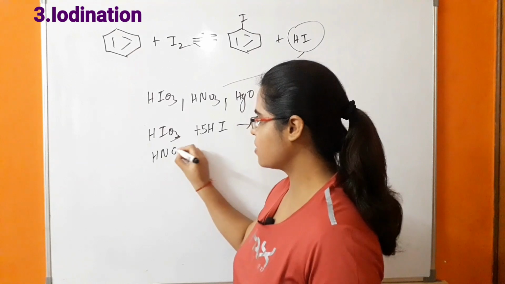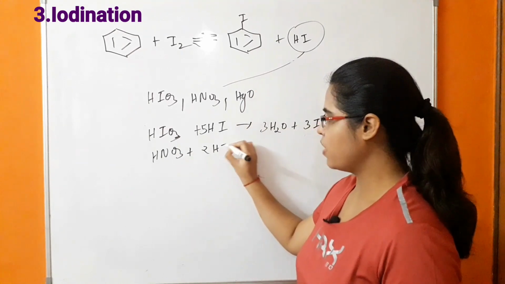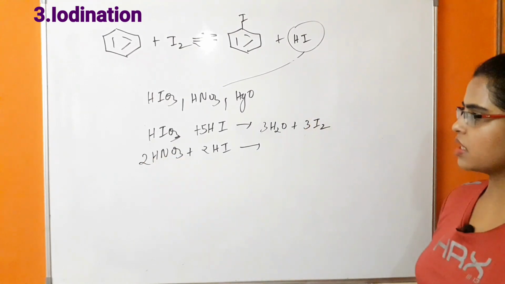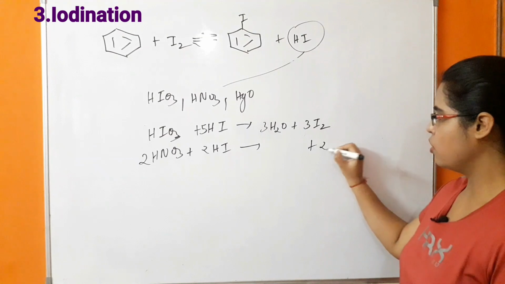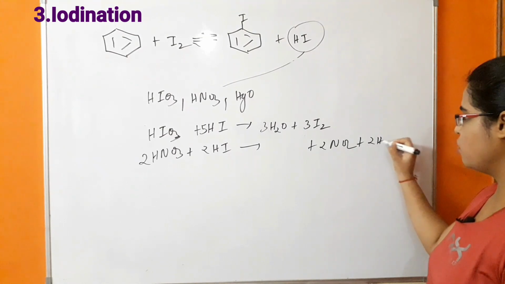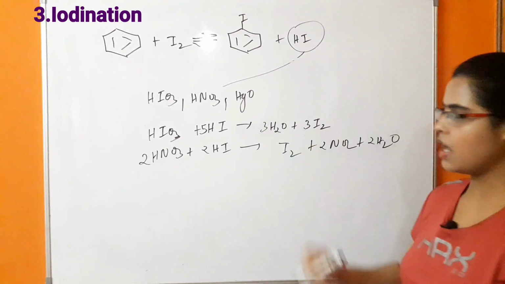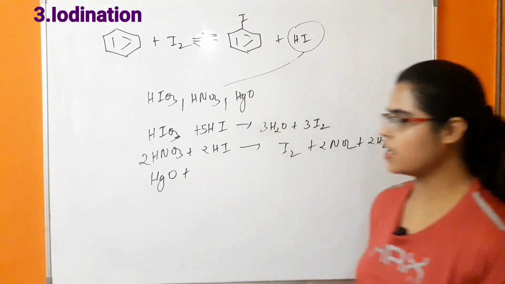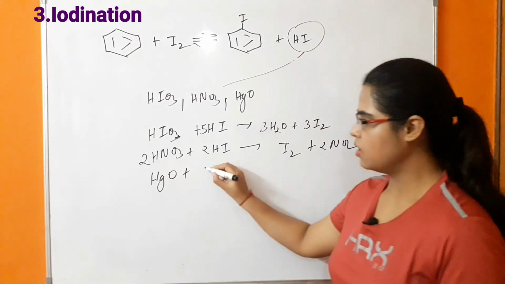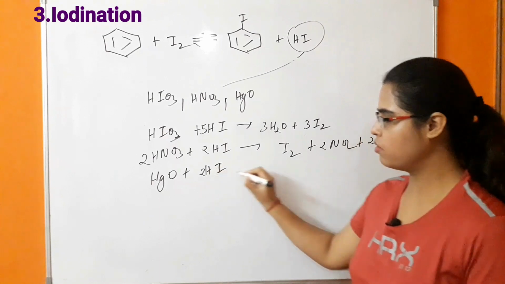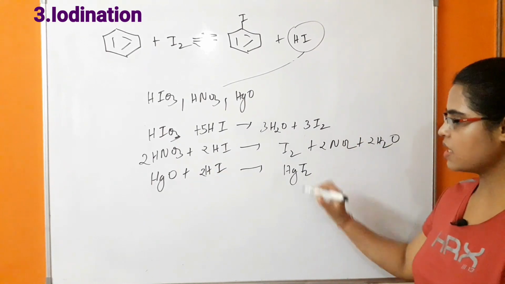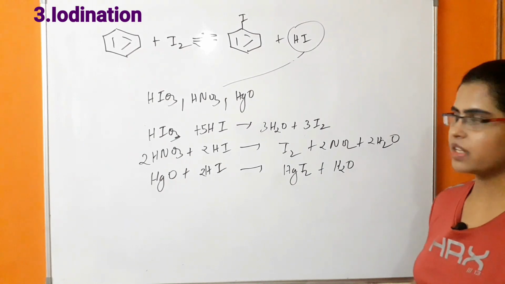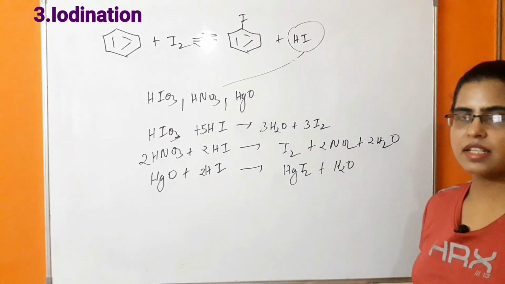If we use nitric acid, 2 moles of HI. So this nitric acid will react with HI. We have to balance the reaction. So there is formation of 2 NO2 and 2 H2O and 1 I2 molecule. If we use HgO as an oxidizing agent, then there will be formation of HgI2, which is mercuric iodide, and removal of H2O is taking place. So these are behaving as oxidizing agents.